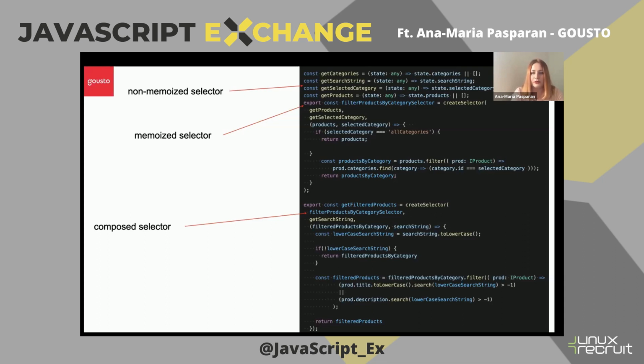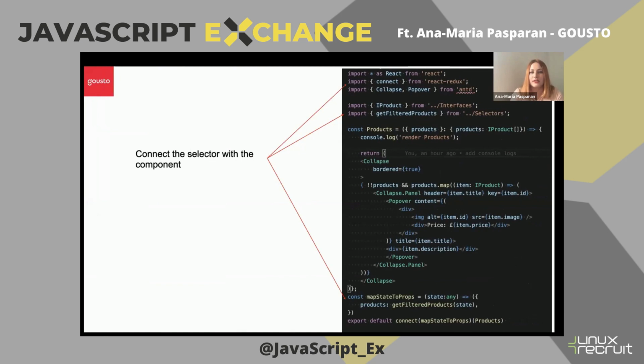Now, what is important to know is the result of this selector will be cached until one of those inputs changes. So for example, if we look at the filter product by category selector, if the products in the state change, or if the selected category in the state changes, that selector will run again and do the logic again. But unless those change, that will not be called again. We'll just return you that value that was already cached whenever you call it with the same parameters.